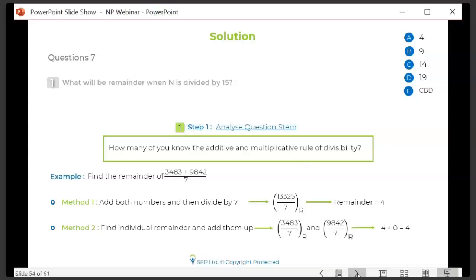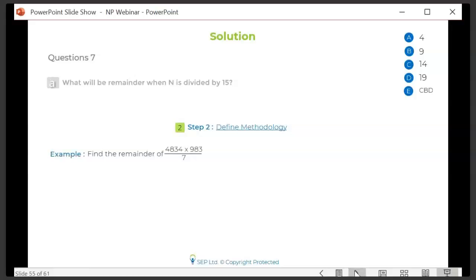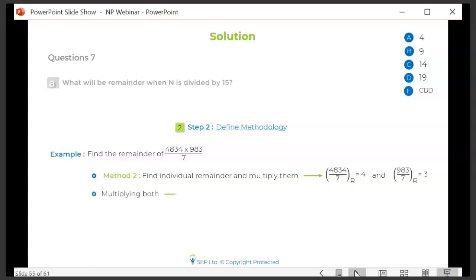Well, as far as addition is concerned, I don't have a problem with both methods. That's absolutely fine. You can use both of them. But keep in mind, remainders can be added after finding out the individual remainders. That's the additive rule of divisibility. But when it comes to multiplication, think about it. Would you want to multiply these two numbers and then find the remainder by 7? No, you would not, right? What you would prefer is, once again, simply split it, find out the remainder of 4834 by 7, find out the remainder of 983 by 7, and then multiply it.